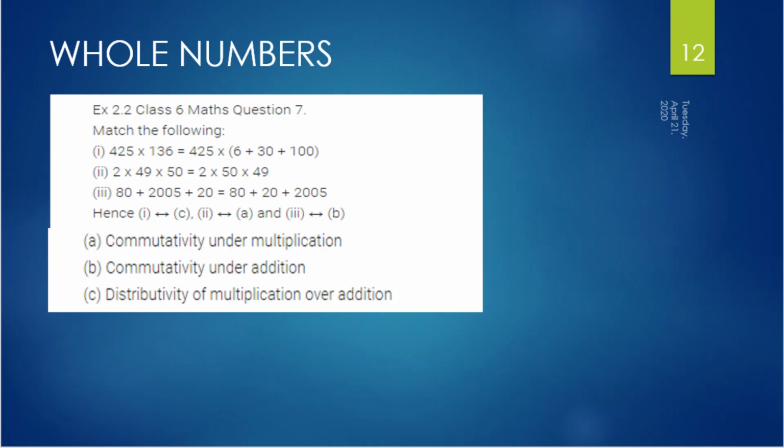Then comes the last question of this exercise, that is 425 into 136 equal to 425 into 6 plus 30 plus 100. That is the splitting up of this. I have written here, this was the matching question. So ABC is given here. Hence part number 1 is to be matched with the C part, that is the distributivity of multiplication over addition. You can see here distribution for the addition and the value which is being multiplied outside, that is multiplication over addition.